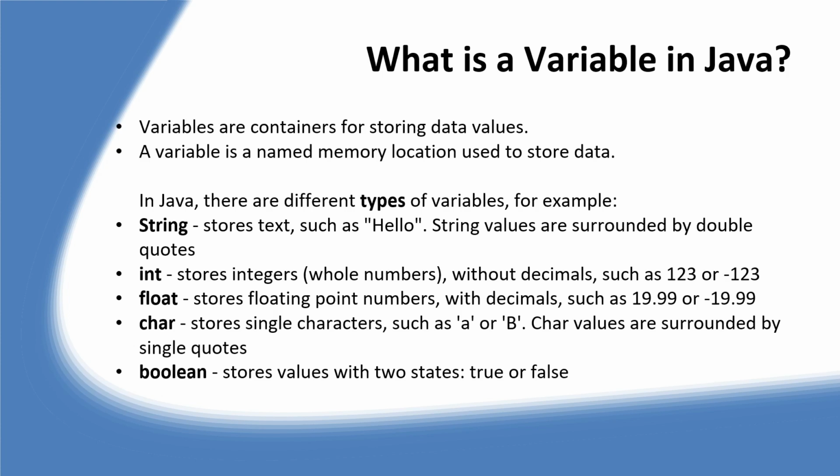Char stores a single character, for example A or B with single quotes, and boolean stores two values, true or false.